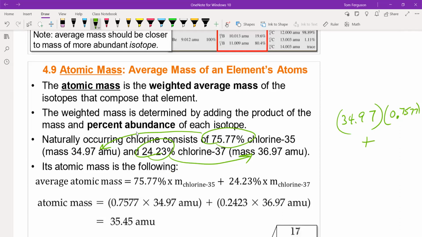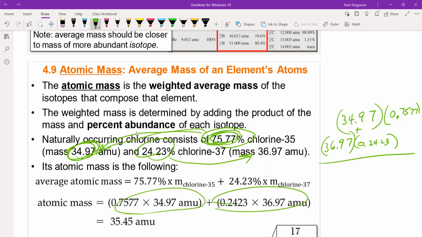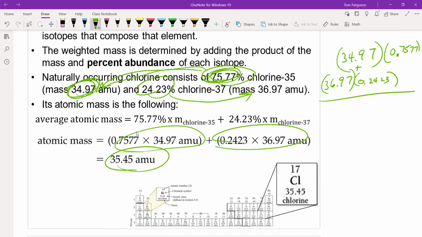Okay, so we're taking 75%, convert to decimal, times the mass of the one isotope, 34.97, add to that 36.97 at 0.2423. What we're doing here, we add those up, we're going to end up with 35.45.